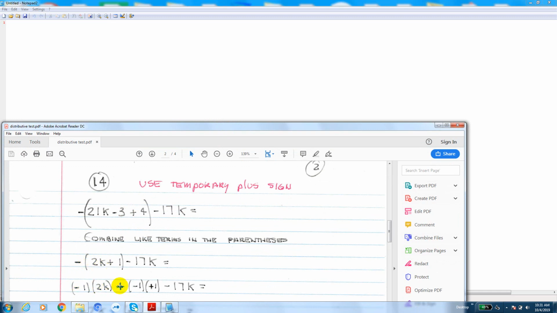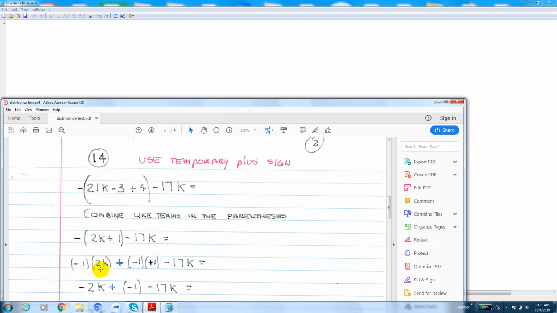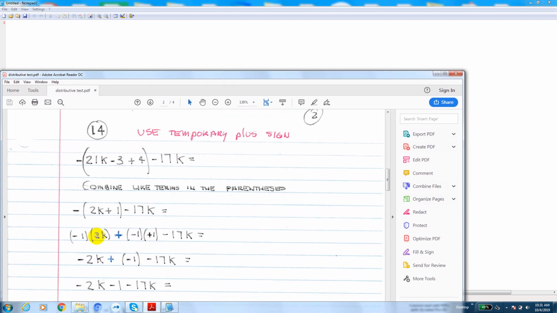And then you have a temporary plus sign, which is the blue thing there, plus, and now this is a minus 1 there, minus 1 times a plus 1. So you just carry the plus 1 right there. And then you do the minus 17k. And then minus 1 times 2k is minus 2k. You carry the temporary plus sign down there. And you do minus 1 times plus 1, which is a minus 1, minus 17k. And then you do minus 2k, and now you get rid of the temporary plus sign.